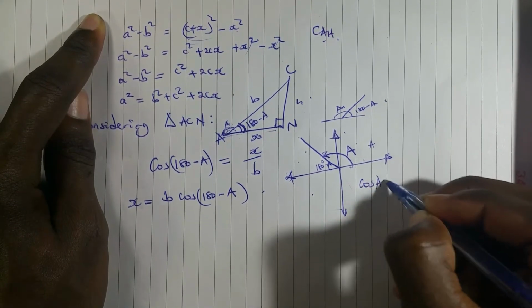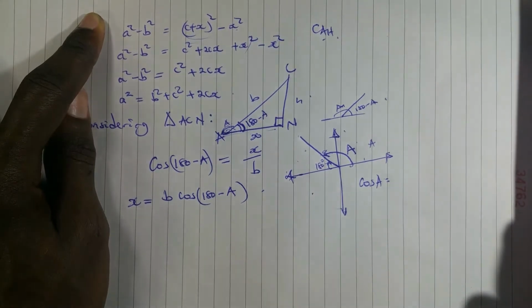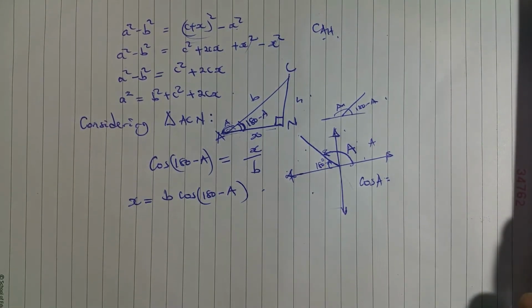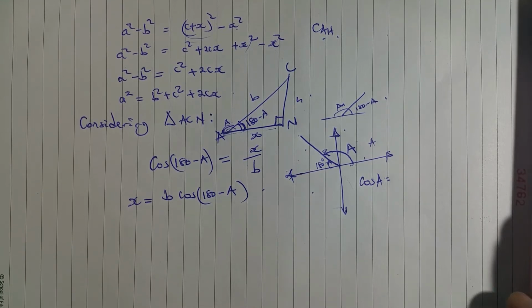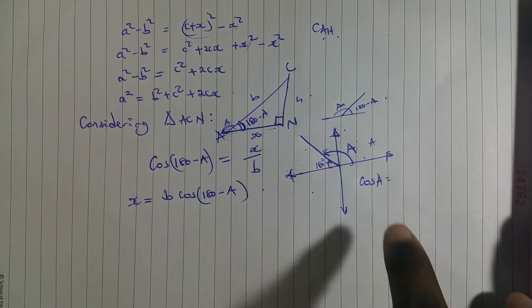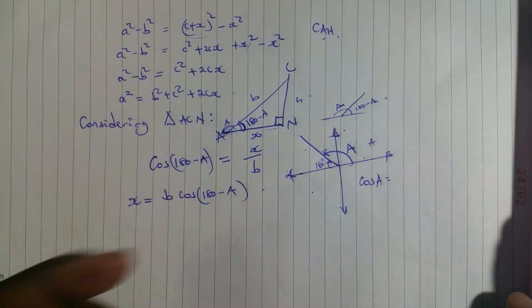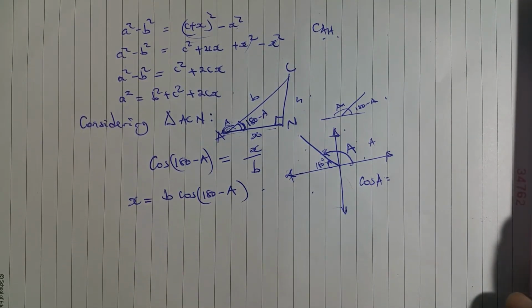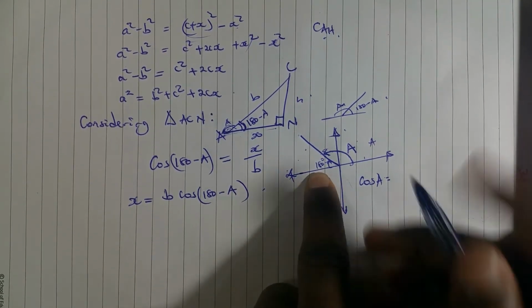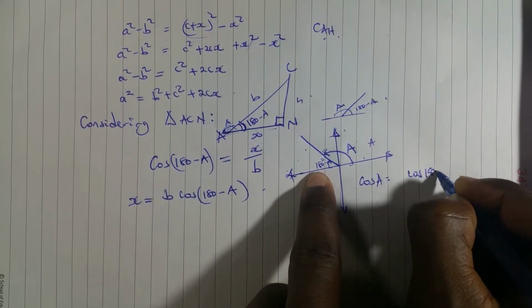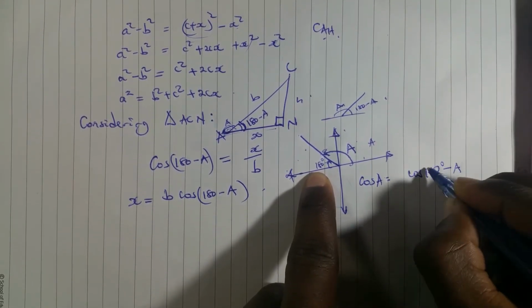So cos of A is going to be, remember we are talking about obtuse angles. The trig ratio of an obtuse angle is actually that same trig ratio of the supplementary angle, which are angles that add up to 180 degrees. So it's a trig ratio of the supplement of that angle. Cos of an obtuse angle is now the same trig ratio, cos, of the supplementary angle, which is now 180 minus A.